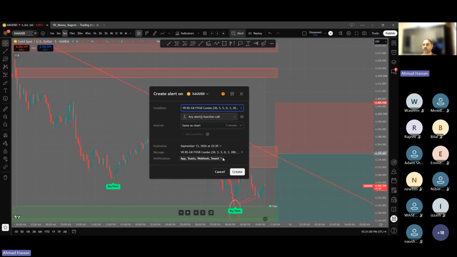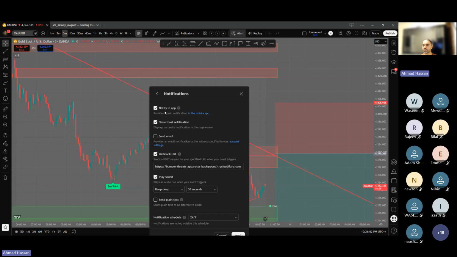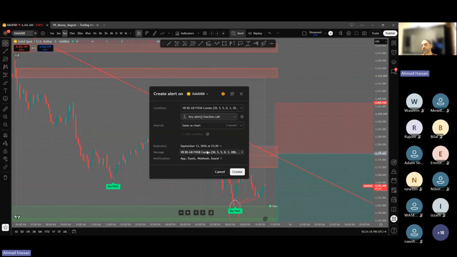And for notifications, you can click on notify in app, toast notifications, email, or webhook, whatever you want. I'm getting webhook also because I want indications here. Play sounds: automatically it will create a beep sound for you 24/7. I'm creating it, so you create according to your choice.